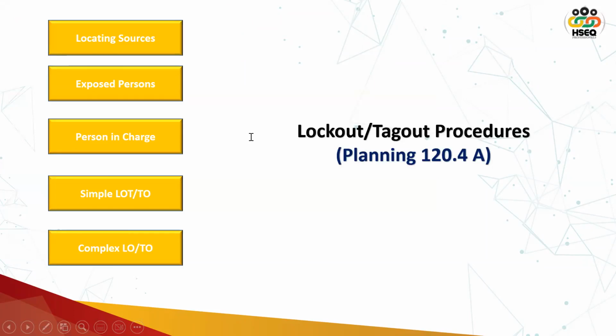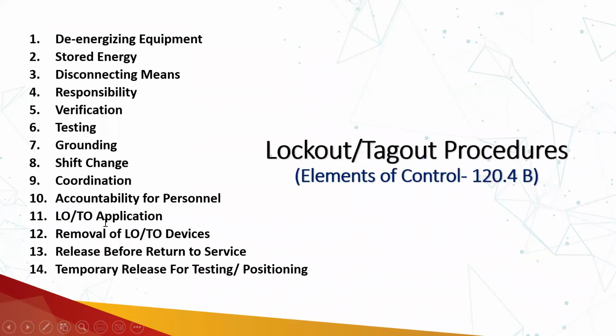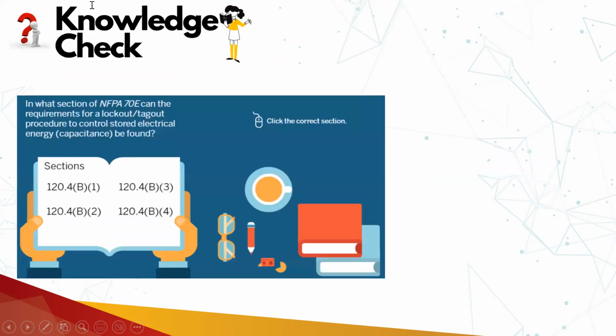Right. So what type of questions can you expect from article 120.4 A and B? We have seen in 120.4 A there are five: locating sources, exposed person, person in charge, simple lockout and tagout, complex lockout and tagout. And in 120.4 B, there are 14. So this type of question you might be facing in the exam.